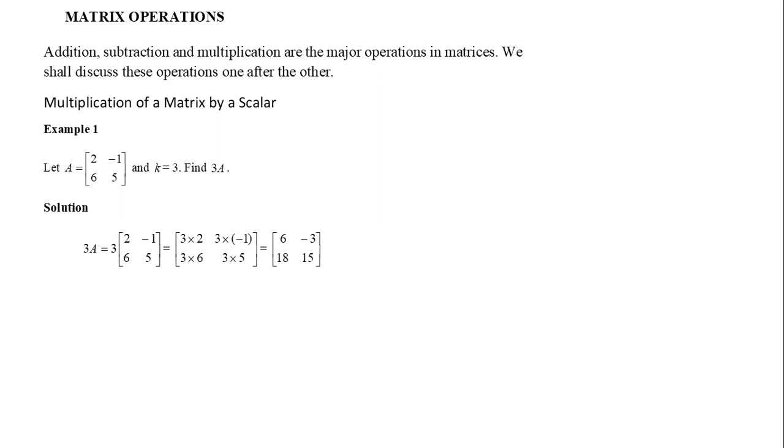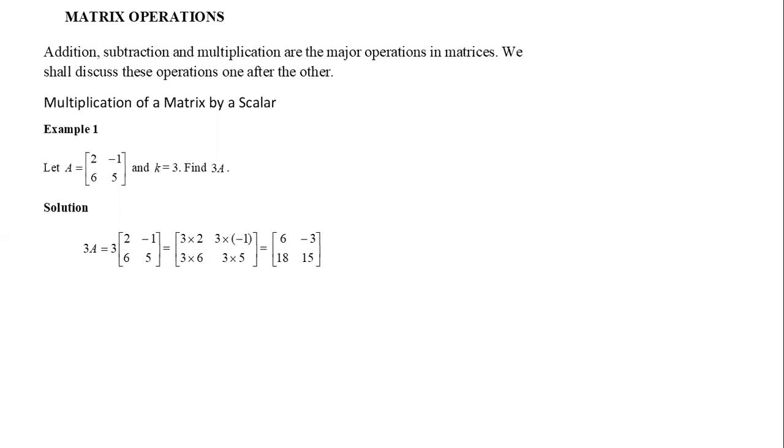That is why we have 3 times 2, because the first element A11 is 2. 3 times 2 will give me 6. The second element A12 is minus 1. 3 times minus 1 will give me minus 3. 3 times 6 will give me 18. And 3 times 5 will give me 15. Do we understand that? Yes, okay. That is how to use a constant to multiply matrices.